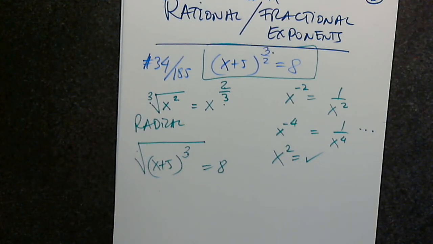So you could say, I don't care for your rational exponents equation. I'm going to turn it into a radical. I'm going to solve it that way. That's fine too. But I need to show you a different method. And you choose the one you like.